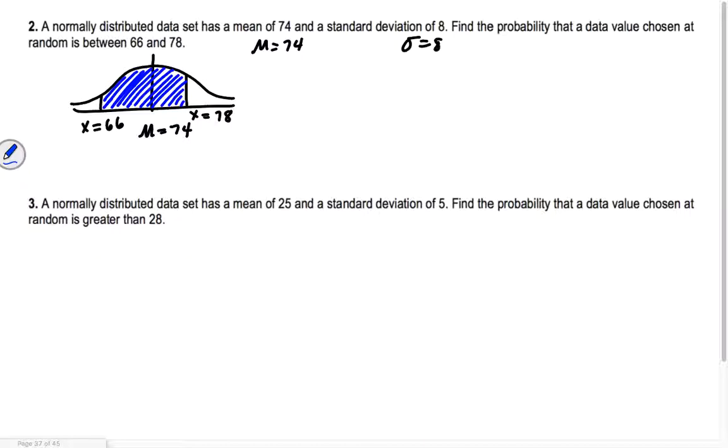So we want to change both of these into z-scores. So we're going to have our x value, 66, minus our mean, which was 74. So 66 minus 74 divided by 8. So I think I get -1, right? -8 over 8, so -1. And then same thing here. Our z-score is 78 minus 74 divided by 8. So I get 0.5.